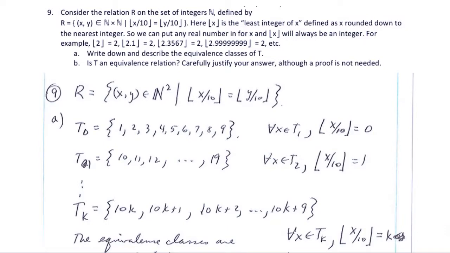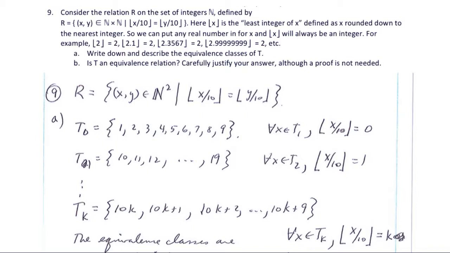Okay, in this video I'll do this problem shown here, which starts off saying consider the relation R on the set of integers N, natural numbers. R is those ordered pairs such that the floor of x over 10 is equal to the floor of y over 10. This funny looking bracket with the step on the bottom but not on the top is called the floor, or least integer, of x.